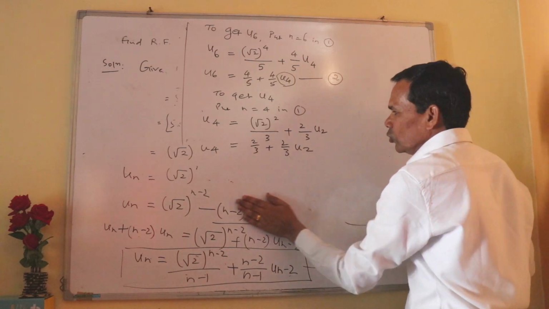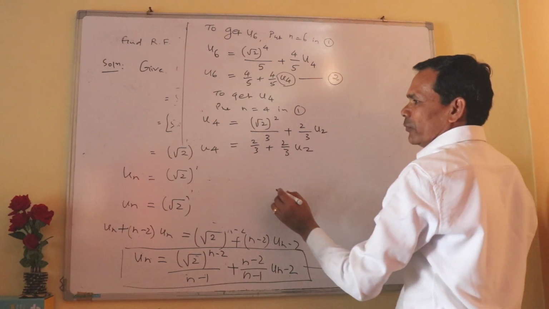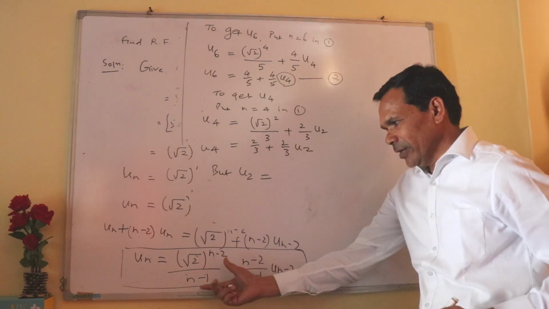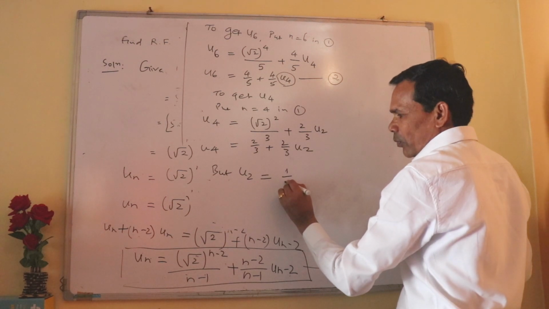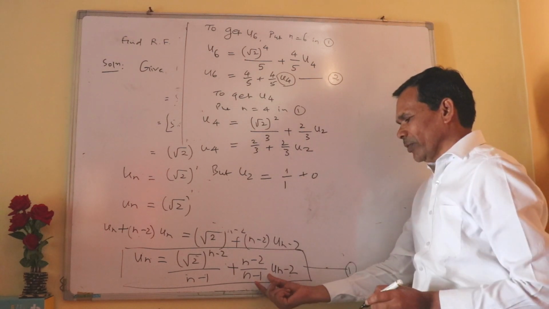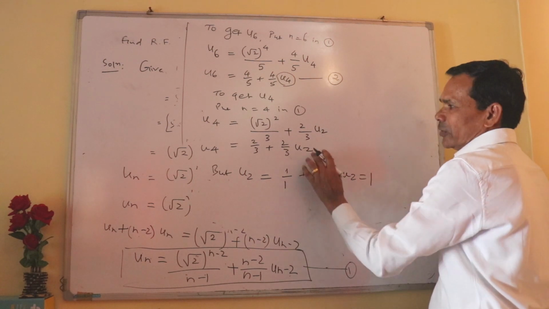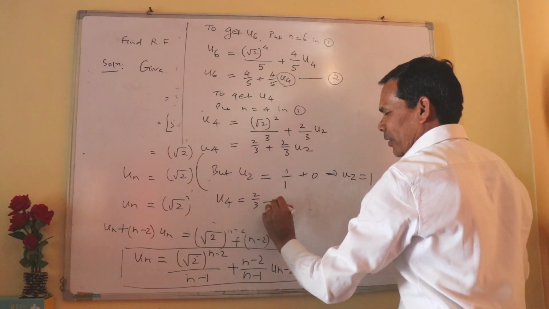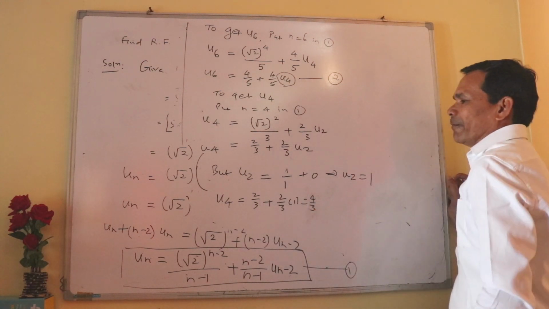Now how to get U2? Again the same thing, put n is equal to 2 there and get the value of U2. But U2 from 1, U2 is equal to, from here it is raised to 0, means 1, 1 by 1, 2 minus 1. So here the next would be 0 because 2 minus 2 is 0 there. So U2 is 1 actually. Substitute this value here, U4. So U4 would be naturally 2 by 3 plus 2 by 3 into 1, means it is 4 by 3. Okay, this is U4.